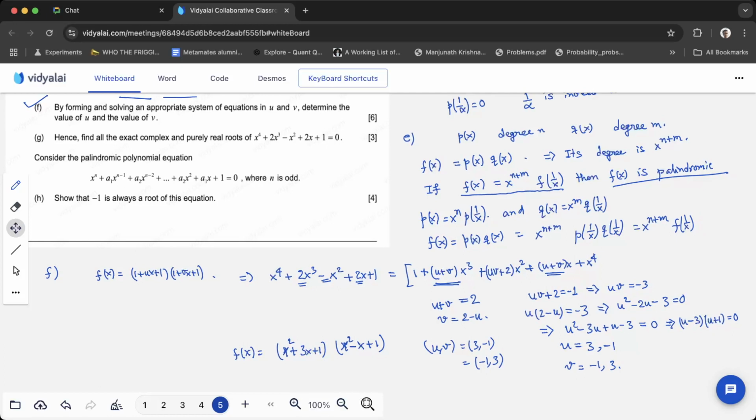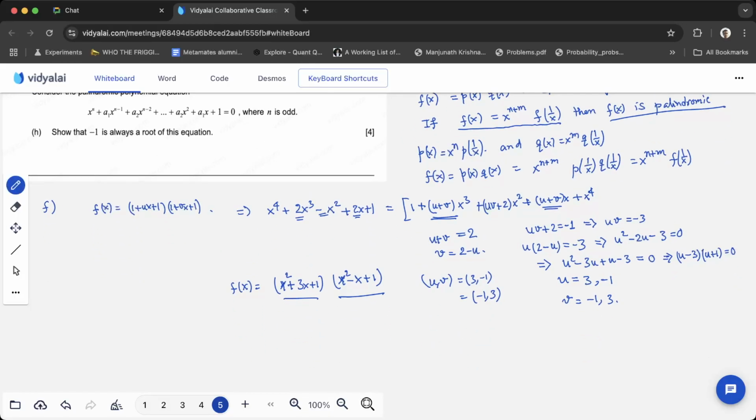So the next part is asking, hence find all the exact complex and purely real roots of x to the power 4 plus 2x cubed minus x squared plus 2x plus 1, or in other words, find the roots of f of x. So we can separately find the roots of the two polynomials that give rise to f of x by taking a product.